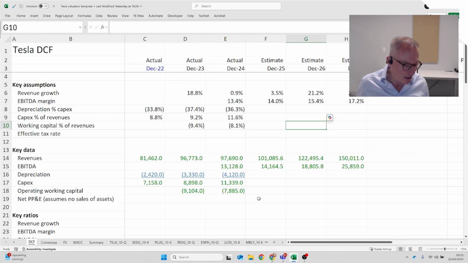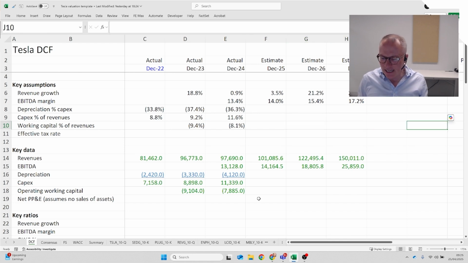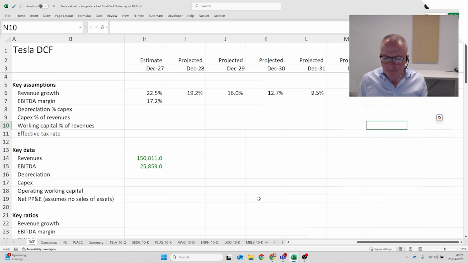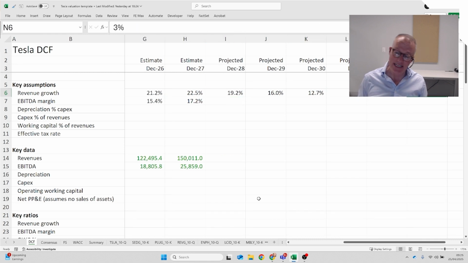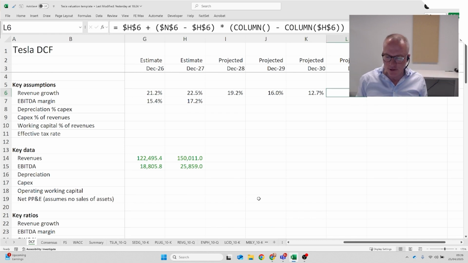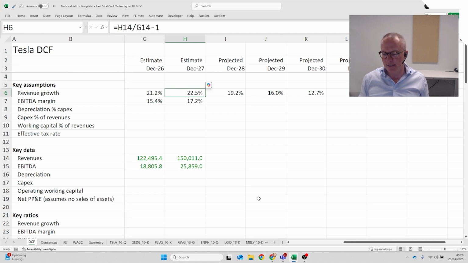And then I'm going to do some forecasting going forward. You can see on the right here, I've taken the consensus numbers. These are just formulas from the consensus numbers. But from 27 through to the end of my forecast, which is 2033, I want to trend down that growth rate. I want to trend down the growth rate of 22.5% down to 3%.